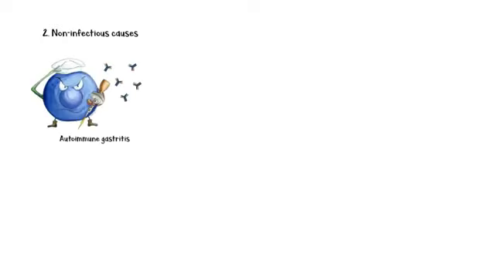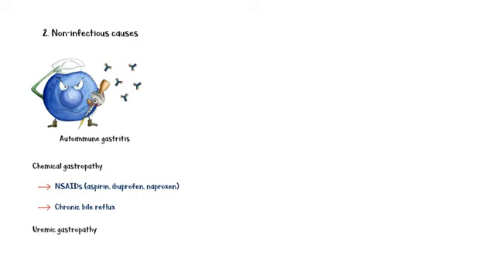Non-infectious causes of chronic gastritis include autoimmune gastritis, where antibodies are formed against a person's own stomach tissue; chemical gastropathy, which is associated with long-term use of non-steroidal anti-inflammatory drugs; and chronic bile reflux. Uremic gastropathy, which occurs in people with severe kidney damage.